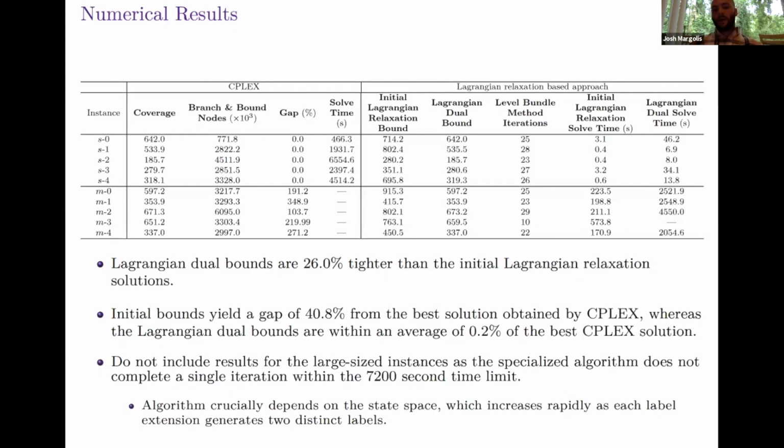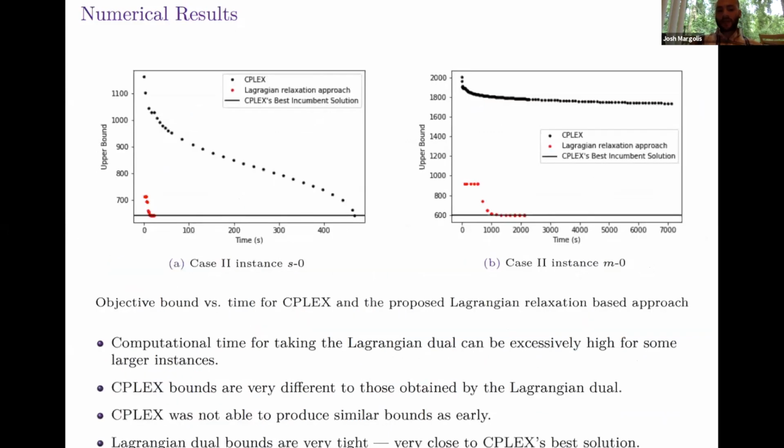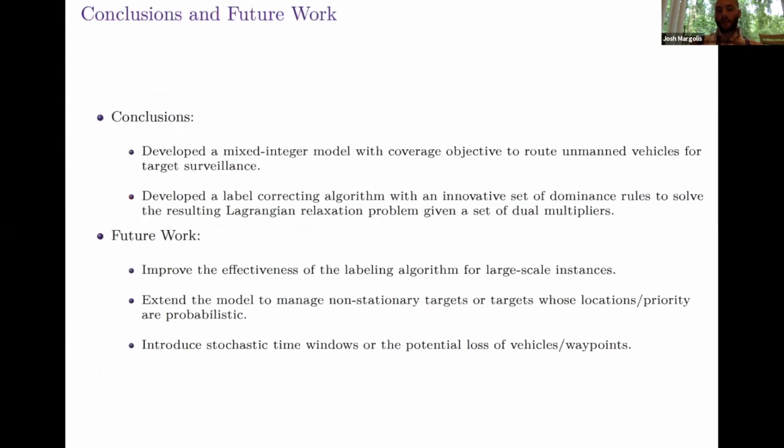And you may be asking, well, okay, so the Lagrangian dual bounds are better, but what happens in terms of the convergence of those bounds? And we actually see that our algorithm finds better bounds more quickly than Cplex does. And so we see really promising results for smaller instances, not so much for the large instances. We struggle with solving those, and that's something that we need to work on in the future, as well as maybe taking into account these targets being non-stationary or probabilistic in some capacity. And with that, I will end.